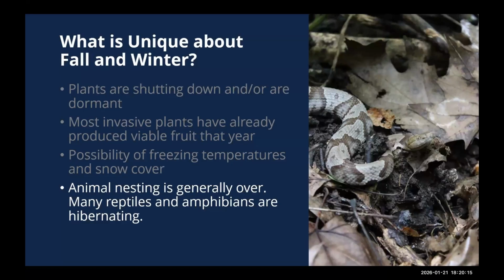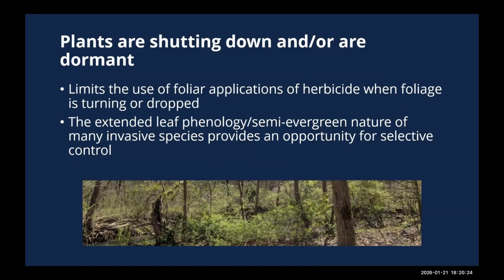Well, let's cover each one of these one at a time, and let's start back at the top with plants shutting down or being dormant at this time of year. In that case, that limits the use of foliar applications of herbicide if you're far enough along into fall or into winter when the foliage of your target plant is turning colors or has already dropped, right? When that happens, obviously, spraying the foliage is not going to be an option, right?